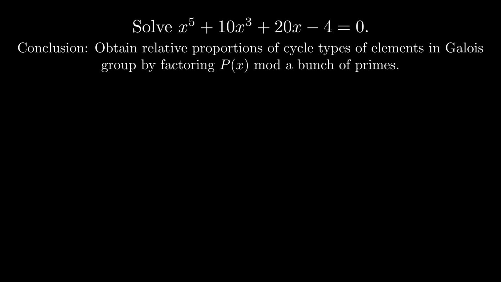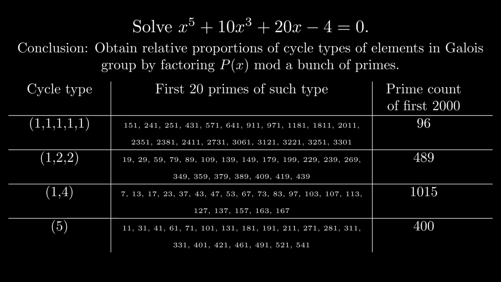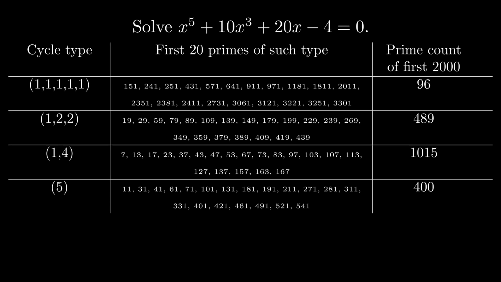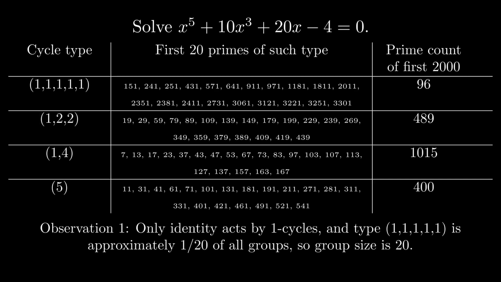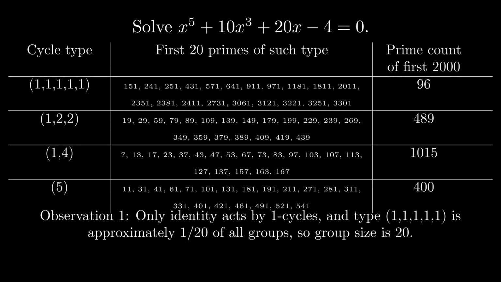So then, as mentioned earlier, we can factor this polynomial mod a large number of primes with the Cantor-Zassenhaus algorithm. Here, I give statistics for the first 2,000. For technical reasons, we exclude 2, 3, and 5, because they give repeated roots and their composite quotients aren't all fields. Anyway, among the first 2,000 primes, we see that the 1, 1, 1, 1, 1 cycle type is attached to 96 primes, a proportion of approximately 1 over 20. So that sort of implies that the Galois group has order 20.